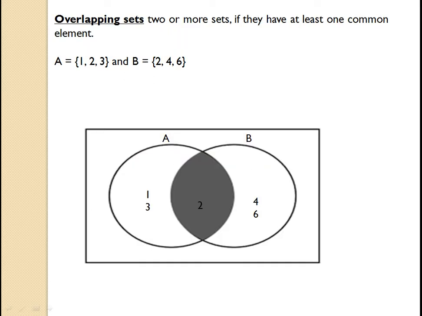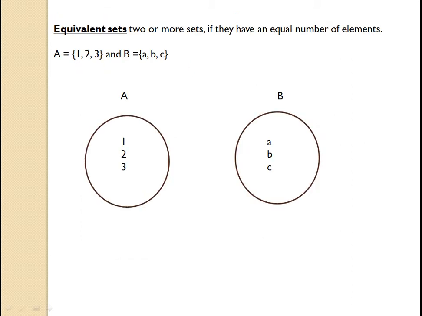What are overlapping sets? Overlapping sets are two or more sets that have at least one common element. If there is one common element, we can show it like this, and these are overlapping sets.